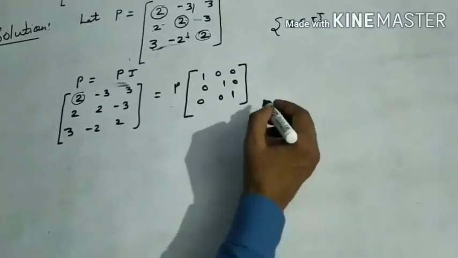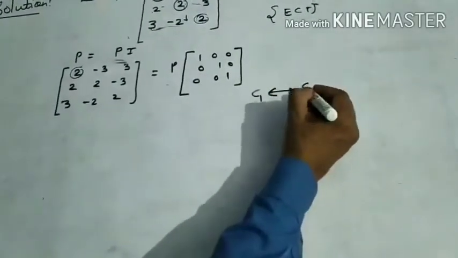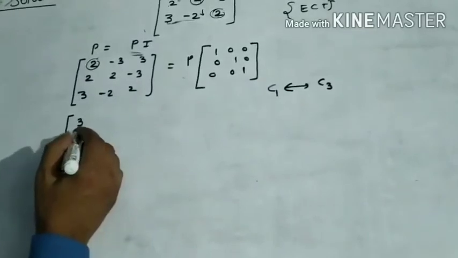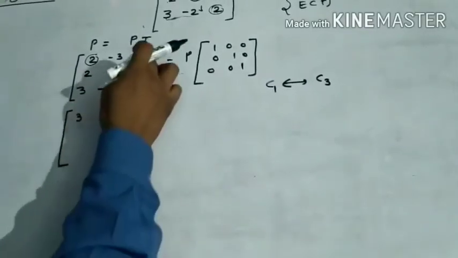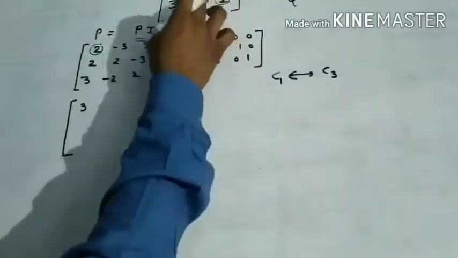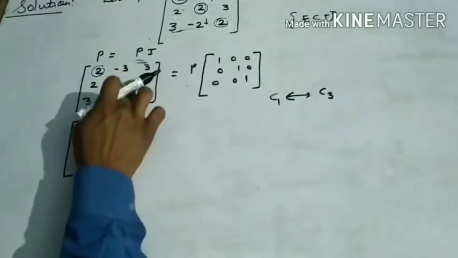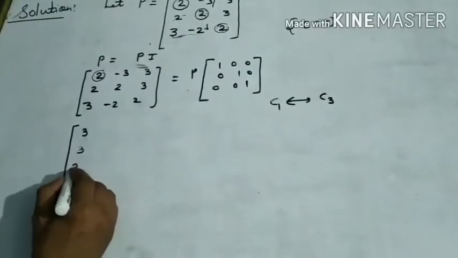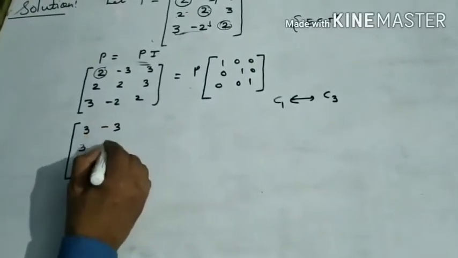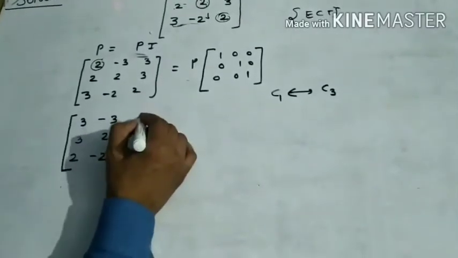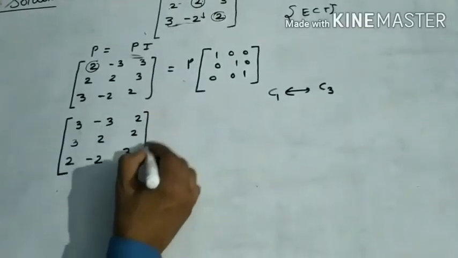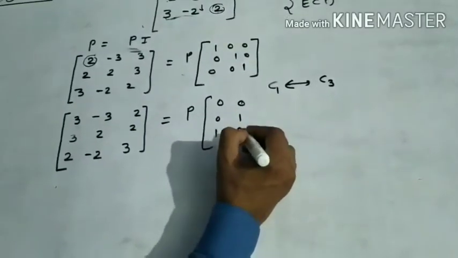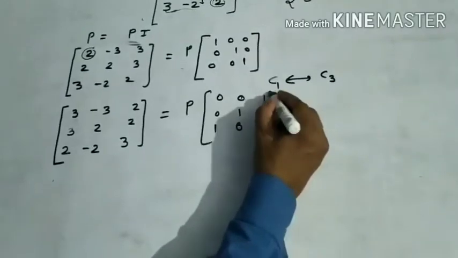After interchanging, what we will get means we are applying C1 interchanged with C3, then this becomes 3, and here this becomes 3, then after this is the, this is not the minus 3, yeah, this is the 3, and then after this is the 3, and then after this is the 2, and here this is the minus 3, 2, minus 2, and then this becomes 2, 2, and then after this is the 3, and this is equal to in this side P, this is 0, 0, 1, and here 0, 1, 0, and then after this is the 1, 0, 0.